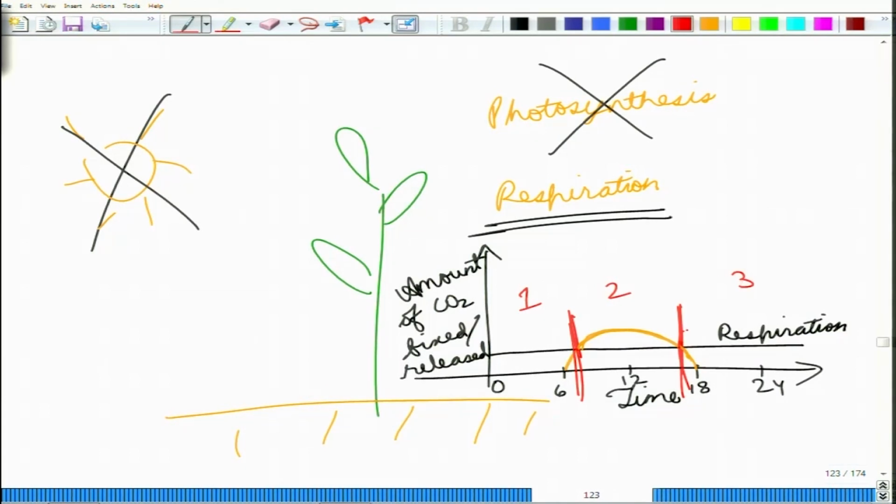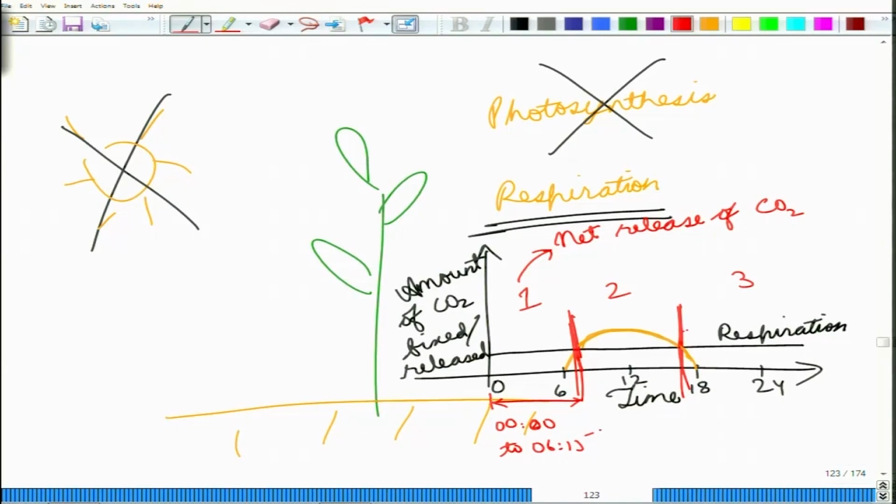Now, in the first region from 0 hours till say around 6:15, so 0000 to 6:15, here we have a time where the carbon dioxide that is released because of respiration is greater than the carbon dioxide that is getting fixed by the process of photosynthesis. So, here we have a net release of carbon dioxide.